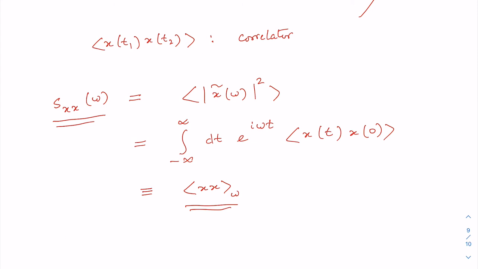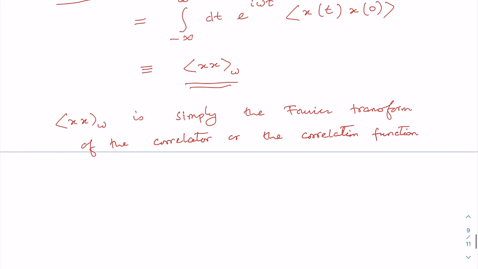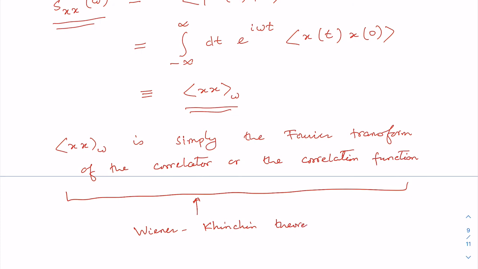This means that this quantity is simply the Fourier transform of the correlator or the correlation function. So what you see basically is that the noise spectrum is nothing but the Fourier transform of the correlation function, and this is referred to as the Wiener-Khinchin theorem. So the Wiener-Khinchin theorem states that the noise spectrum is simply the Fourier transform of the correlation function or the correlator.